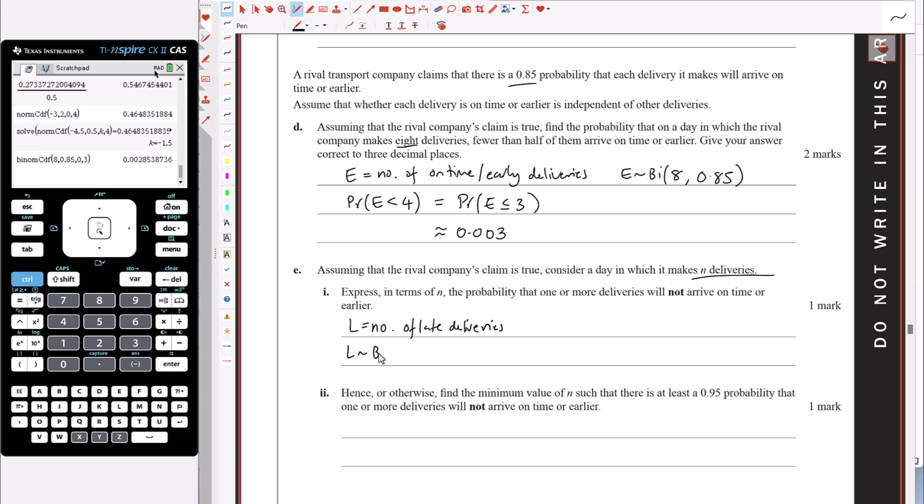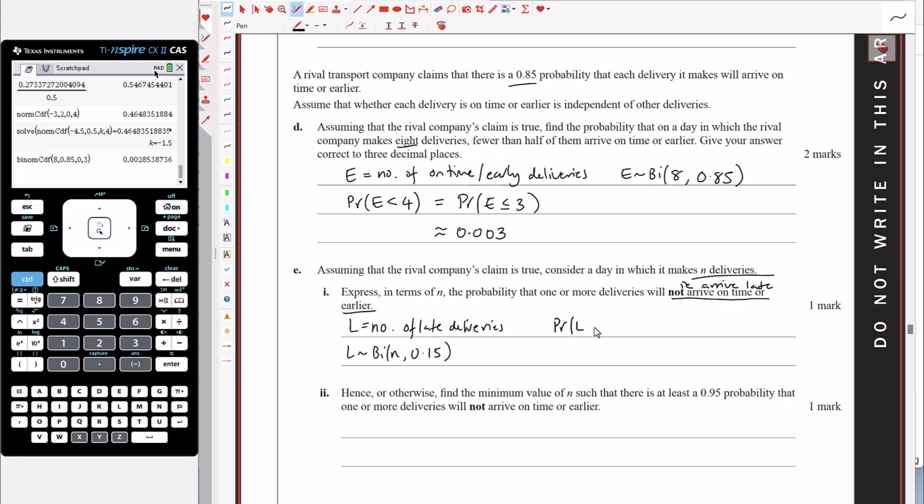L is a binomial variable where we don't know n, but there is a 0.15 probability of a delivery being late. So that is not on time or earlier, i.e. will arrive late. Okay, so then we want the probability that one or more deliveries will arrive late.